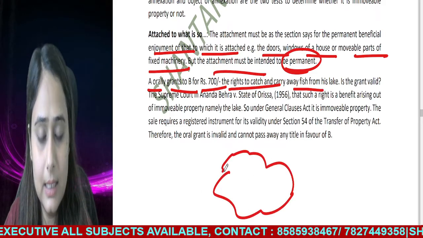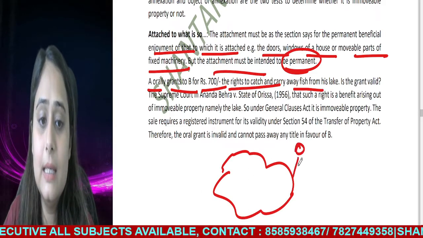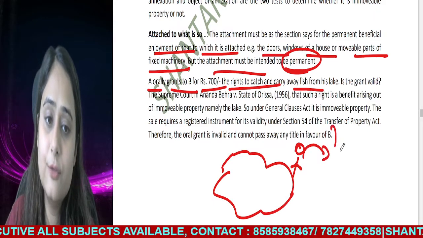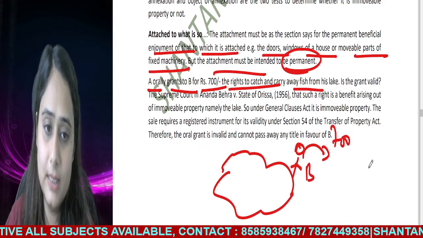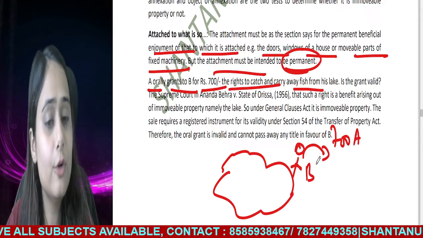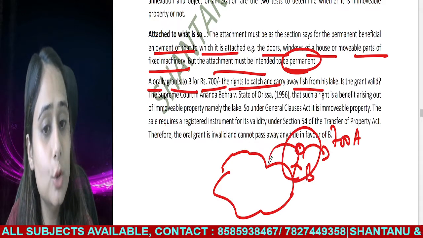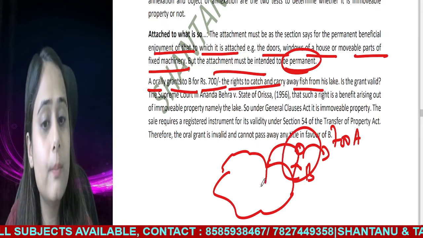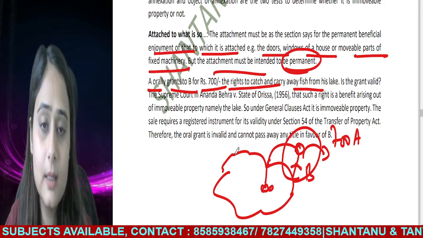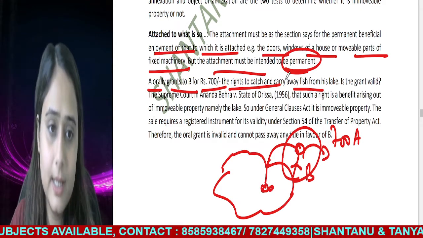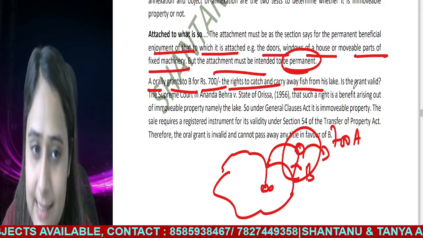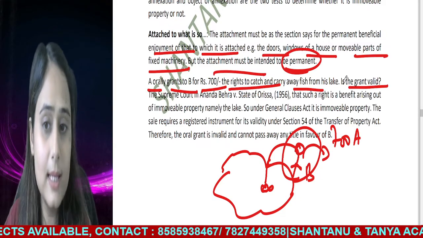So here is a lake. Now, A has taken 700 from, suppose this is B, right? So, A has taken 700 from B and has given him the right to catch fish from his land, correct? From his lake, right? So here it asks, is the grant valid?